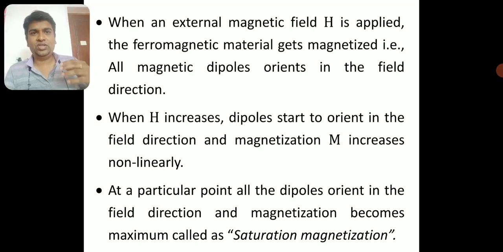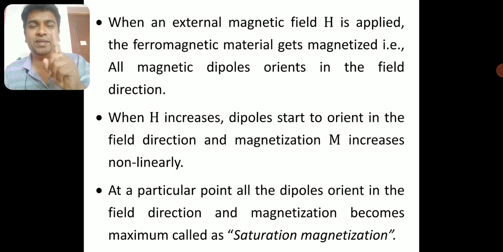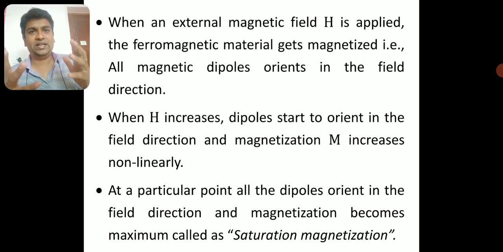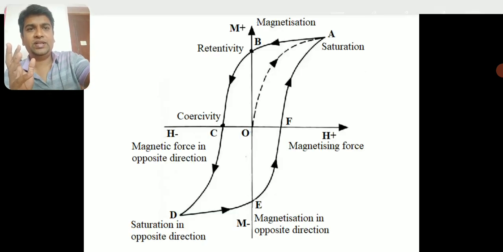Suppose H is increased. The dipoles start orienting in the direction of the field, and magnetization increases non-linearly. Be careful, it is not a straight line. The magnetization will not increase linearly with the magnetizing force; it is non-linear. I'll show you how it is non-linear.